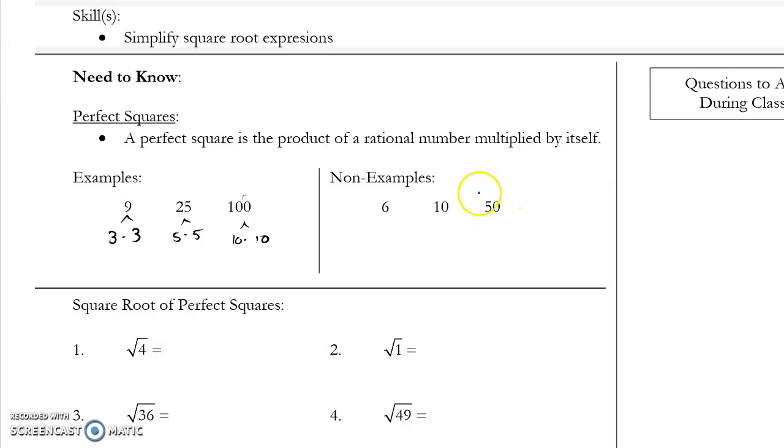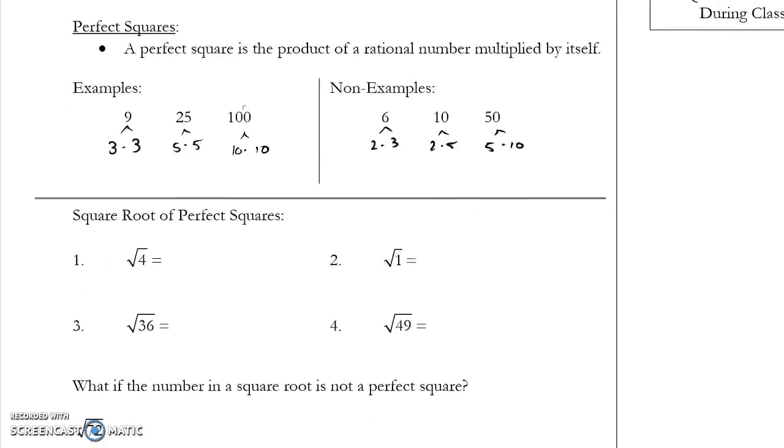6, 10, and 50 are not, because no matter what I do, I can't get a number times itself. 6 is 2 times 3, 10 is 2 times 5, 50 is 5 times 10, I could do 2 times 25, but I could never get a number times itself to equal 50. So these are not perfect squares.